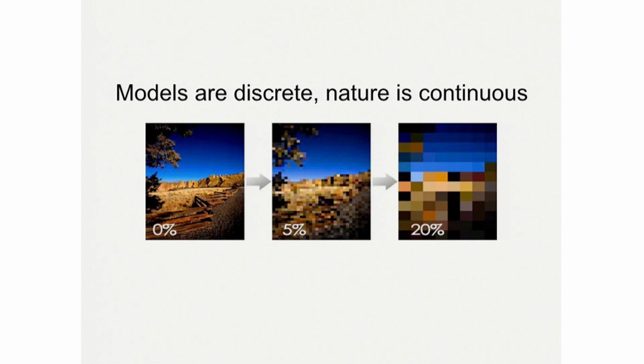The first is that models are discrete. So you remember we mentioned that the models operate on a spatial scale, and they also operate on a temporal scale. So they march through time at intervals. Nature, of course, is continuous, and what you see here is a pixelation effect on a picture. So 0% pixelation, 5% pixelation, and 20% pixelation. And so you can imagine that if you pixelate a climate model too much, you might not get as clear a picture as you need about the future, and that's certainly the case.